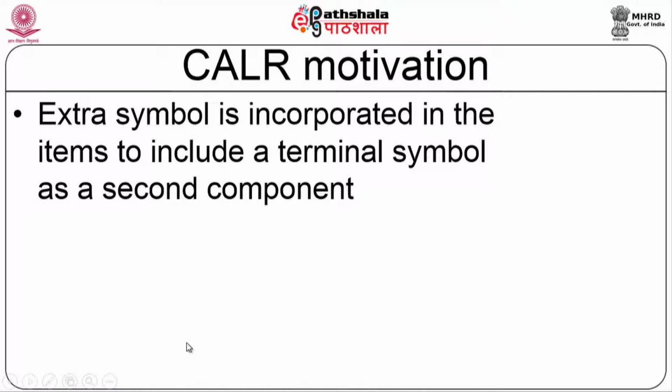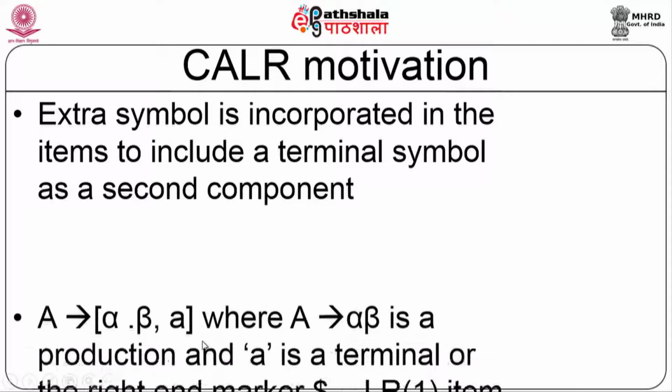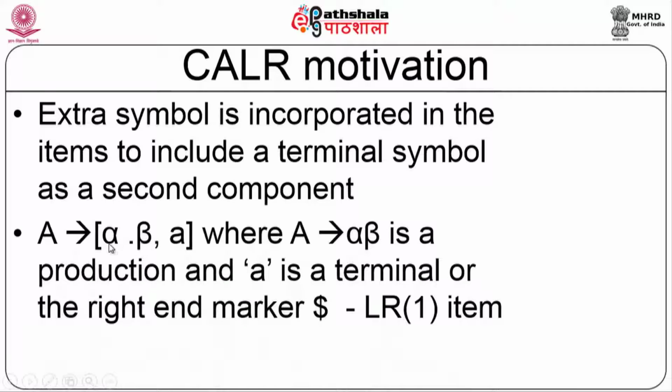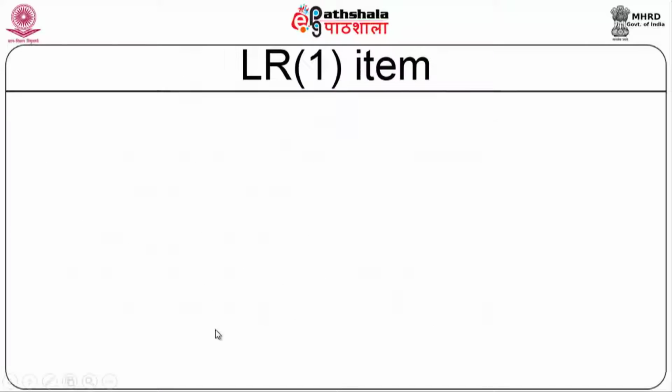So, the motivation is that an extra symbol is incorporated in the item, a terminal symbol as a second component, for example, A produces alpha dot beta comma a. Here A produces alpha beta is a production, and a is a terminal or the right-hand marker dollar, and this is referred to as an LR(1) item. So, where you had alpha dot beta alone, here A produces alpha dot beta is incorporated along with a terminal a, and this terminal a can be the right-hand marker, or it can also be a dollar.